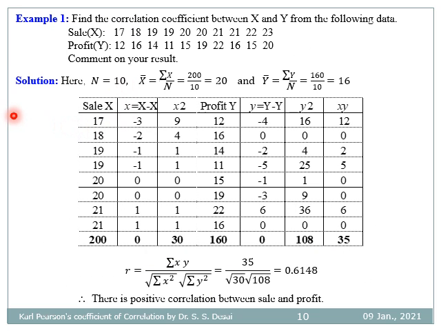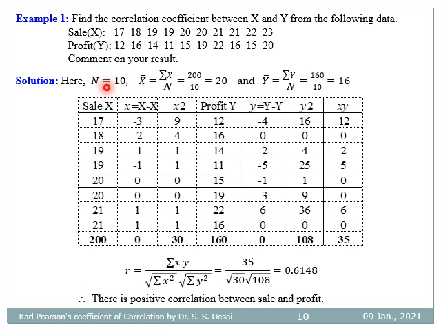Now let us see the numerical problems based on r. So this is the first problem. Find the correlation coefficient between X and Y from the following data. They have given the values of sale and profit, and asked to comment on your result. So here n is equal to 10. Mean of X is equal to 20 and mean of Y is equal to 16. As both the means are integers, we may use the formula regarding the deviations from respective means.